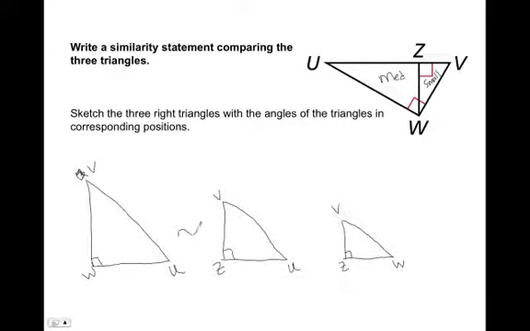We have now created three similar triangles, which means you can write a similarity statement. The similarity statement would be triangle WVU is similar to triangle, well, remember to match up your parts. Angle W is congruent to angle Z, angle V is congruent to angle V, and angle U is congruent to angle U. Let's make that similar to triangle ZVW.